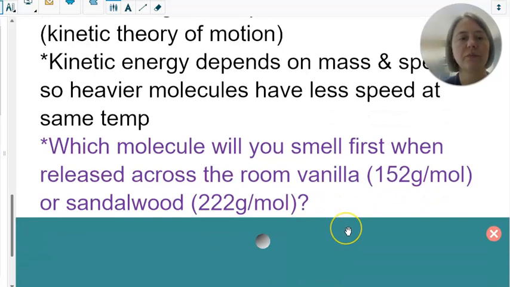Question for you: which molecule will you smell first when released across the room, vanilla or sandalwood, given that vanilla has a molar mass of 152 grams per mole, and sandalwood has a molar mass of 222 grams per mole? Write your answer in your notebook, please.